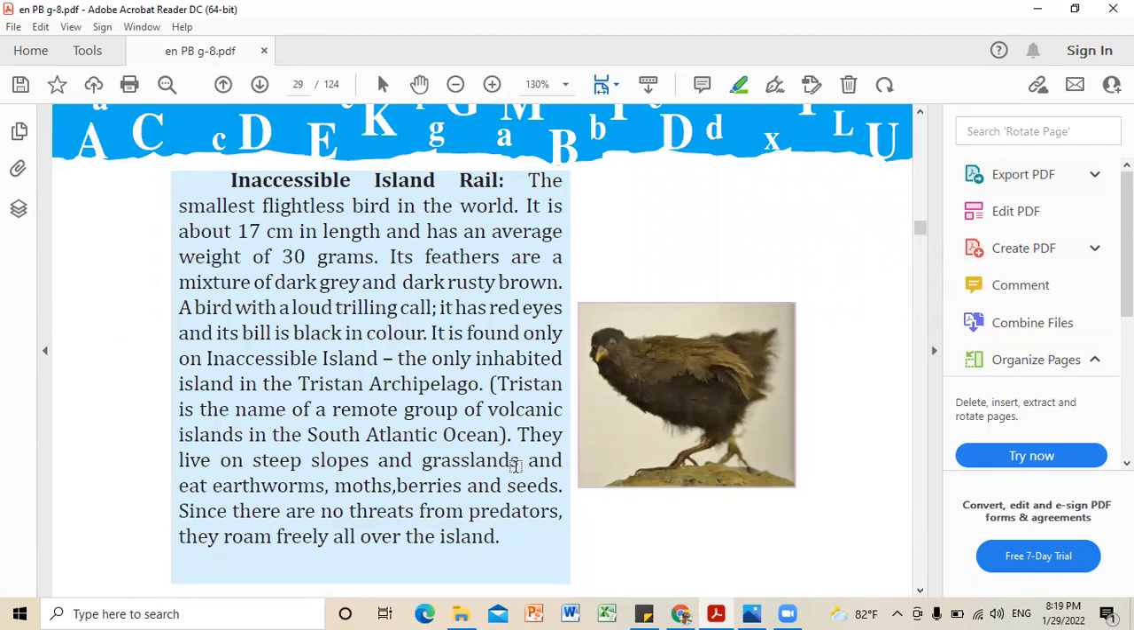Right. So shall we read this one? Hirusha, would you like to read this one? Yes teacher. Right, okay. You can read.